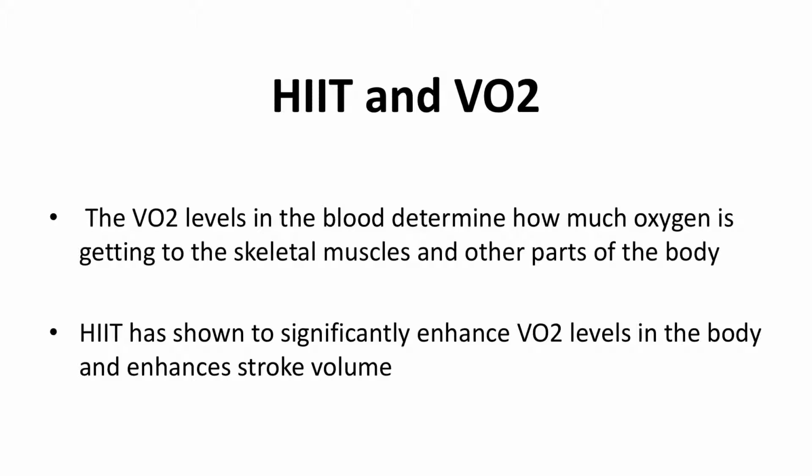HIIT and VO2. As mentioned earlier, the VO2 levels in the blood determine how much oxygen is getting to the skeletal muscles and other parts of the body. HIIT has shown to significantly enhance VO2 levels in the body and enhances stroke volume. Since the stroke volume is enhanced through high-intensity workouts, more blood gets sent to the body every single time the heart contracts. This is a good thing for skeletal muscles since they start getting more blood.